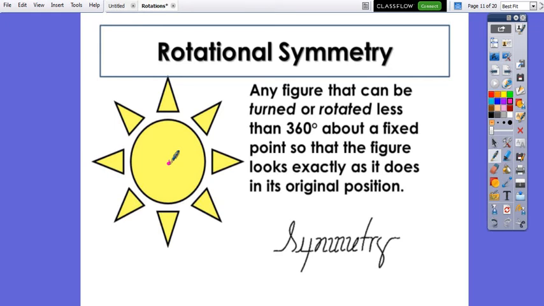Well, this figure has more than just 180-degree rotational symmetry. Any figure that can be turned or rotated less than 360 about a fixed point so that the figure looks exactly as it does in its original position has rotational symmetry. So I can rotate this sun 1, 2, 3, 4, 5, 6, 7, 8 different types of degree measures in order for it to land right back on itself because it's symmetric, if you will. So you can kind of rotate it from this one over to this one and it would be the same, right?